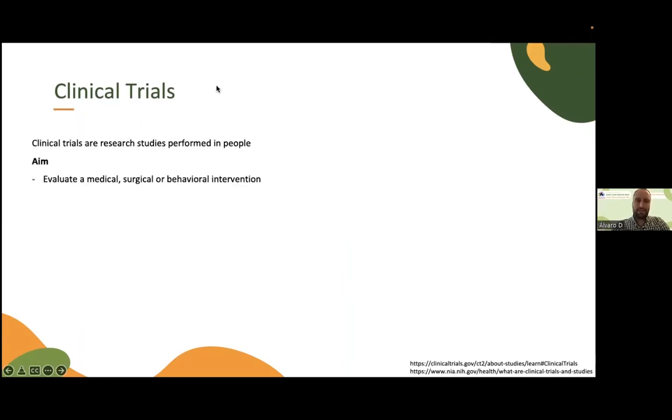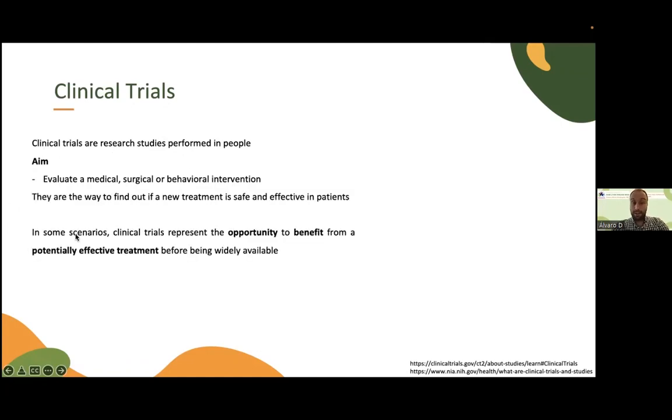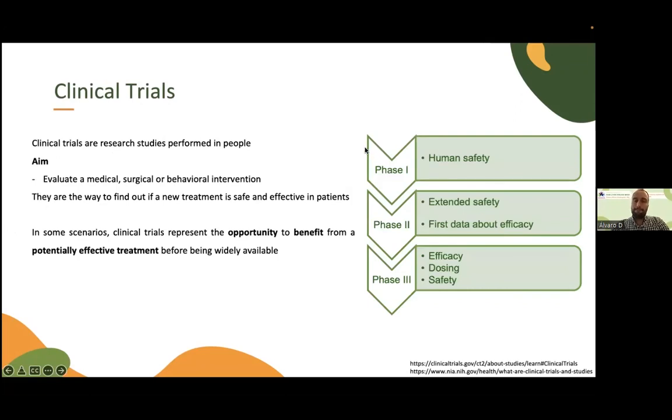And what is a clinical trial? Clinical trials are research studies performed in people that aim to evaluate a medical, surgical, or behavioral intervention. In some scenarios, they are the way to find out if a new treatment is safe and effective in patients. So, in some scenarios, clinical trials represent the opportunity to benefit from a potentially effective treatment before it is widely available.